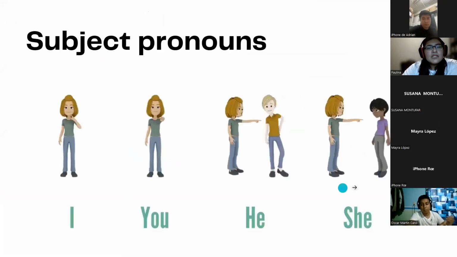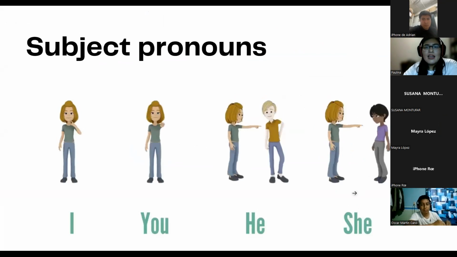So, first things first, before we can start using the verb be, I need to become familiar with the pronouns, the subject pronouns. Now, what are the subject pronouns? Pronouns are the words, the short words that I use to avoid repeating a name over and over and over.